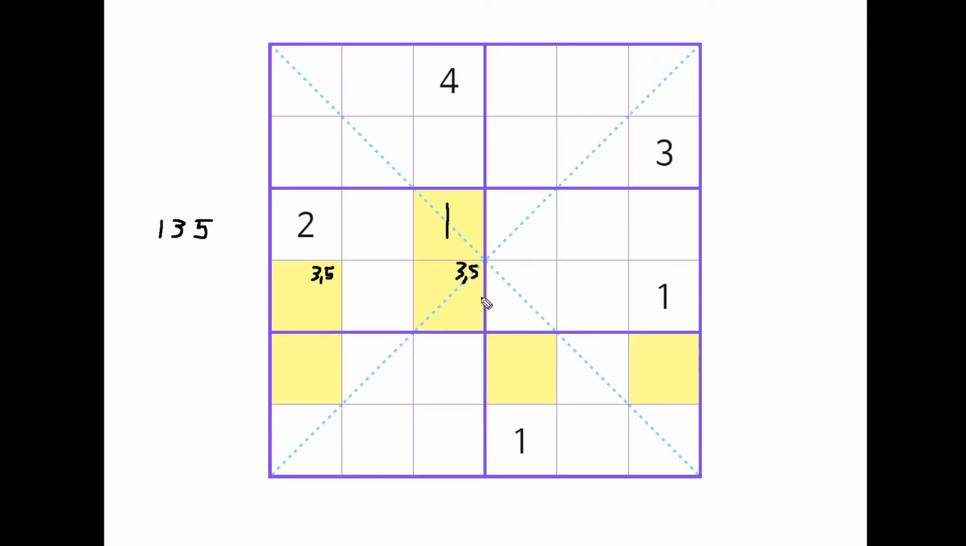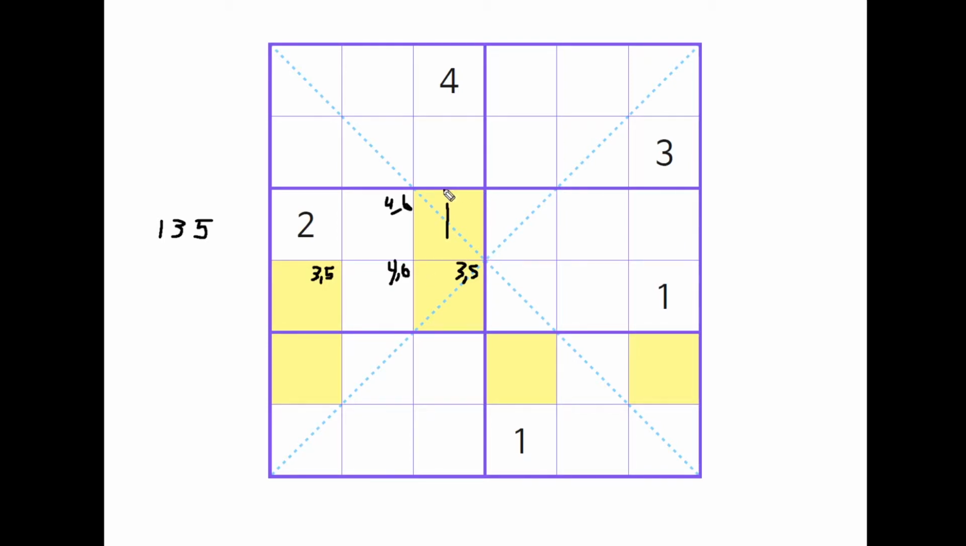Right now, we just don't have enough information to make the decision. But what we do know is that the other 2 numbers that are remaining in this block, numbers 4 and 6, must be placed either here or down here.